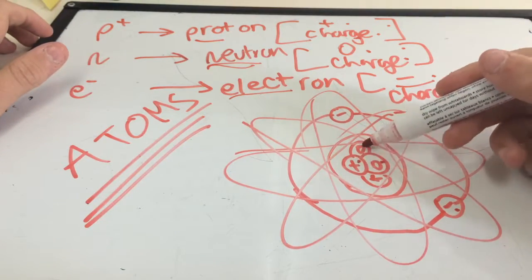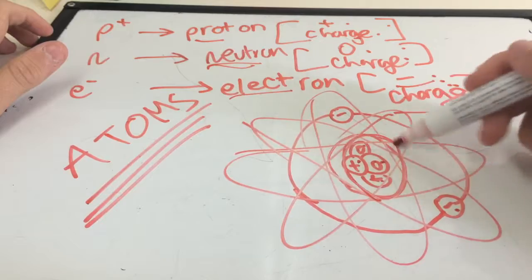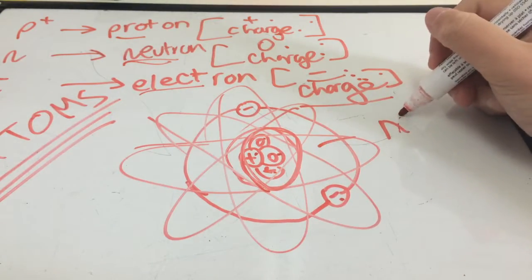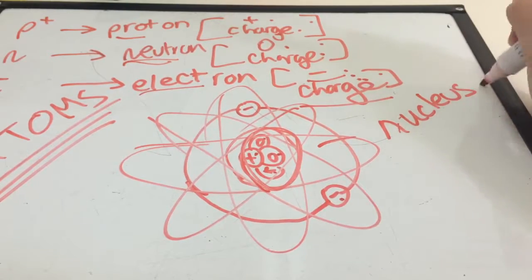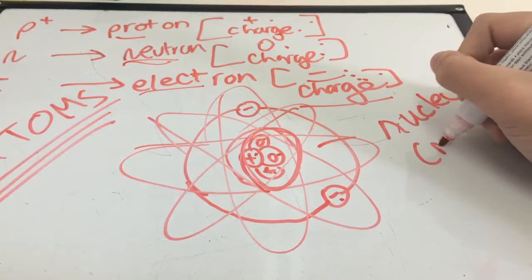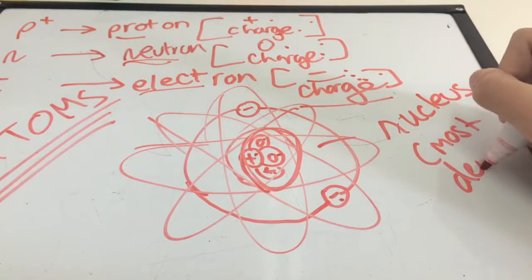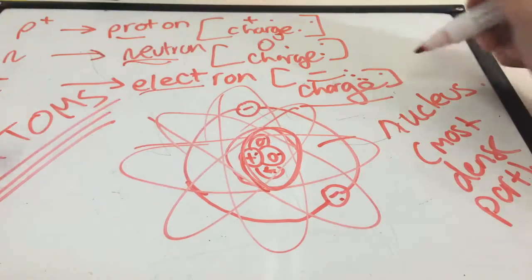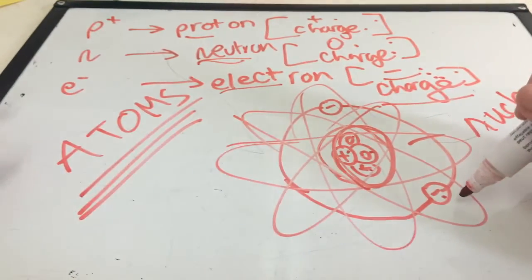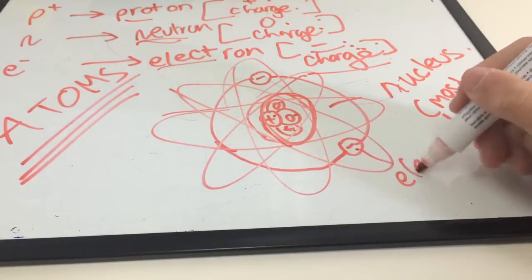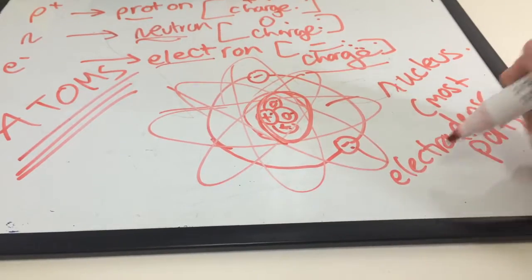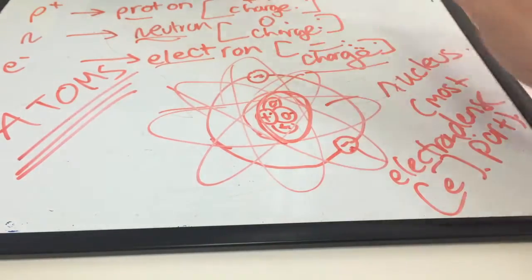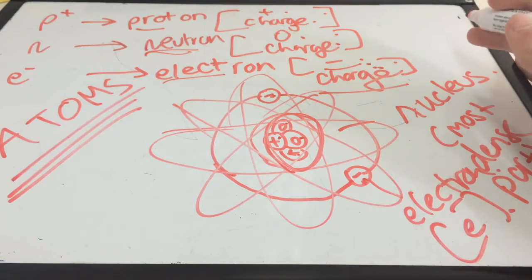So the protons and neutrons are in this middle bit here, which we call the nucleus. The nucleus is the most dense, don't worry what dense means right now, but the most dense part of the atom. And it's always in the middle of the atom. Then you've got the electrons, which usually fly around on the outside. There's one there and there's one there. They usually fly around on the outside of the atom.